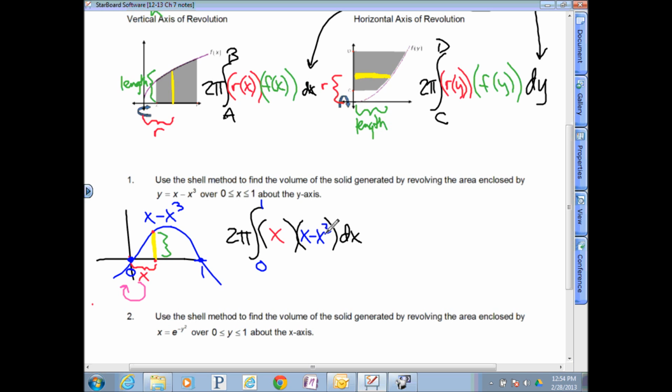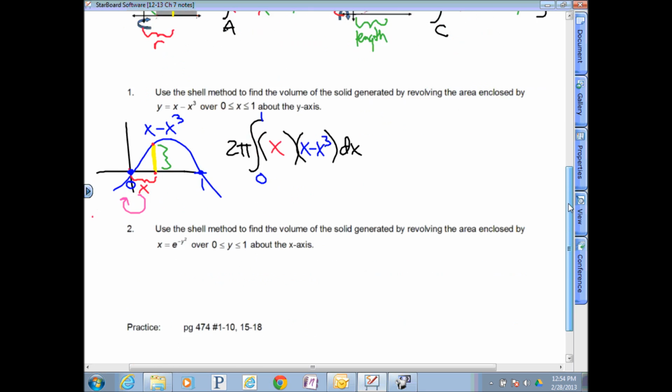Just like that, I've got the shell method set up. I don't have to square anything. I don't have to do anything crazy like that. All I need to know is how far over should I go to make the rectangle, how tall is the rectangle going to be, and it's going to be based on f of x, and integrate that from 0 to 1 and multiply your value by 2 pi.